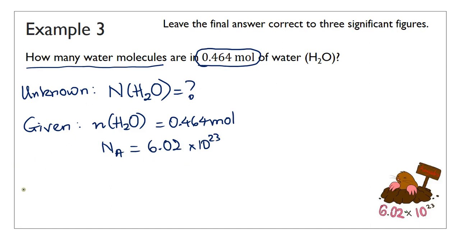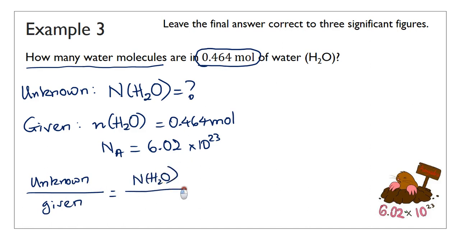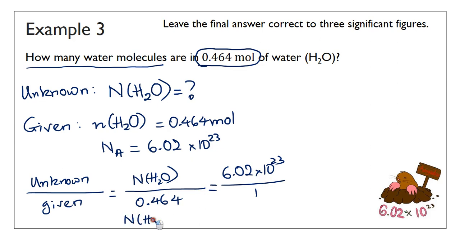So if I want to use this, I'm going to create a ratio between unknown and given. The unknown is N of H2O. The given, I already know the number of mole, and that is 0.464. And this unknown over given ratio is going to equal 6.02 times 10 to the 23 over 1, which is the conversion factor that we just created earlier. And then from here, if I move the 0.464 to the other side, I should be able to find the answer.